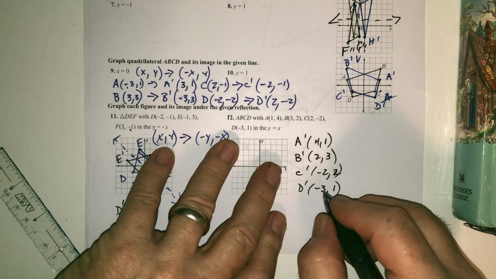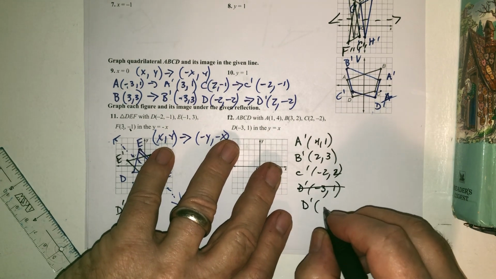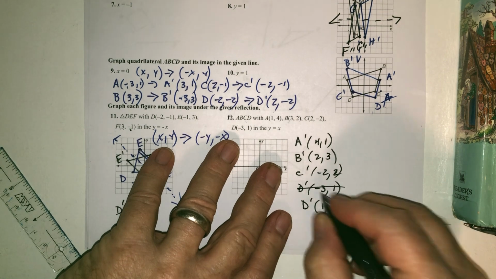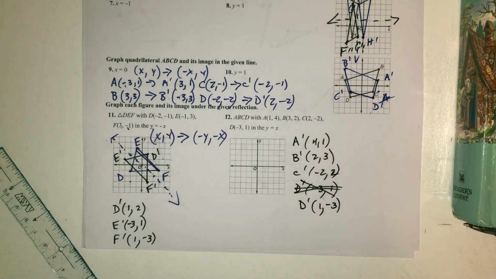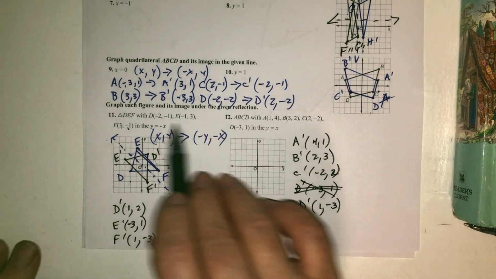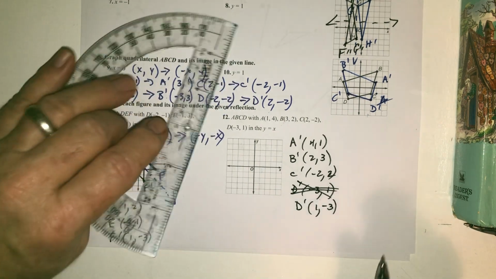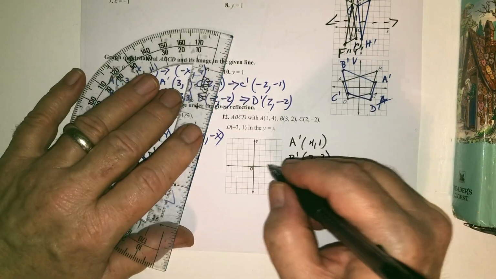Oops, I didn't switch them. It's supposed to be 1, negative 3. My fault. Let me cross through that. D prime would be 1, negative 3. Not this one. Okay. Now, I'll come back and graph that. Well, let's go ahead and graph that, and then I'll graph the original, because it did say the figure and its image, and you must graph both of them. So I'll go ahead and graph this one, 4, 1.